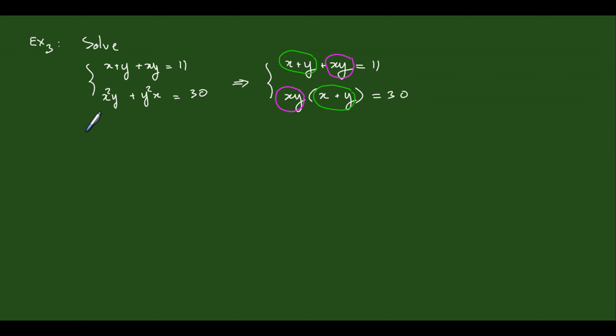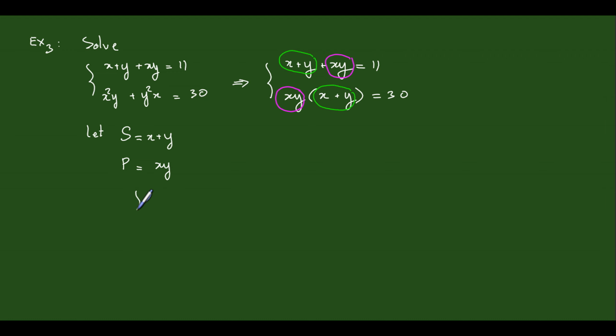Because x plus y is a sum, I'm going to use the variable s. So I call s equal x plus y. Then x times y is a product, right? So I call p, as product, equal to xy. So after I name the variables, my system becomes what?